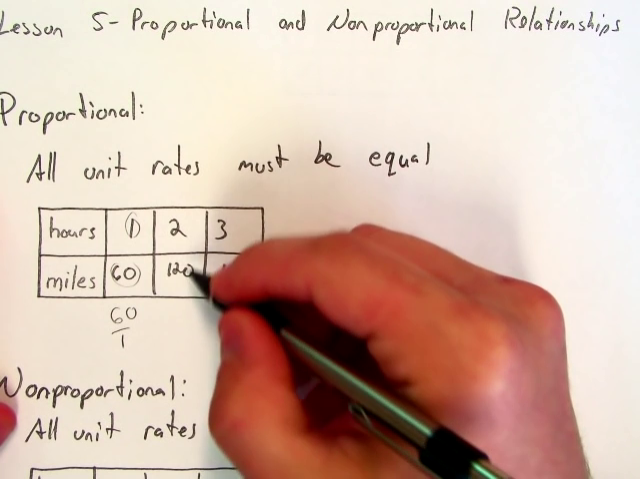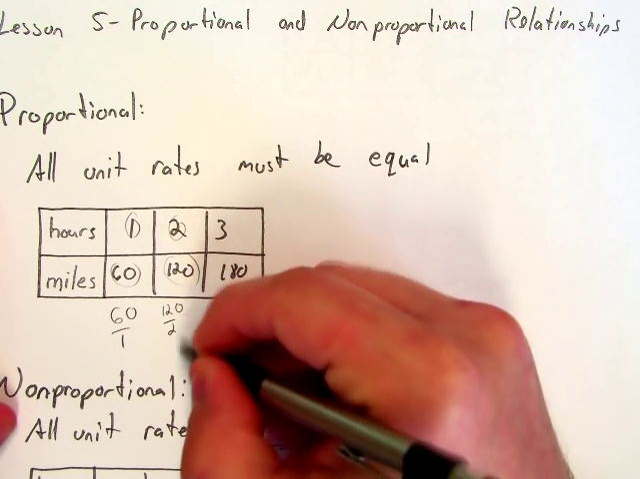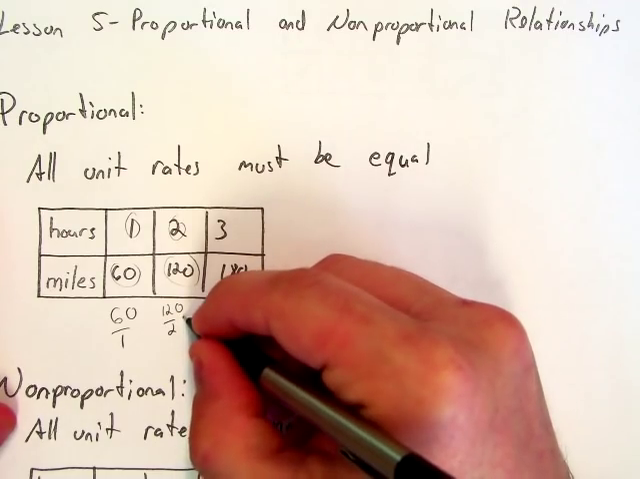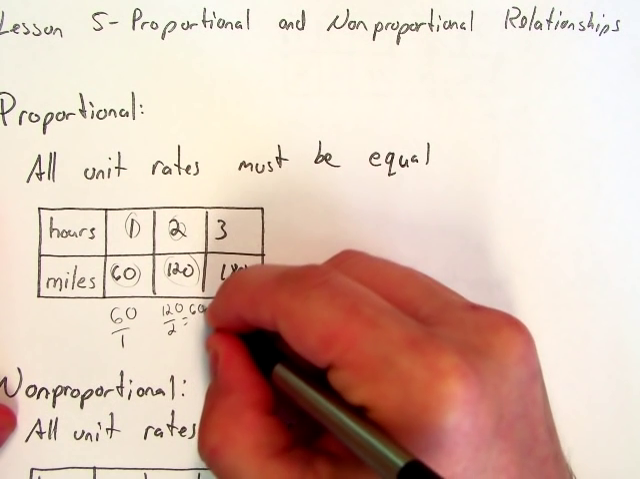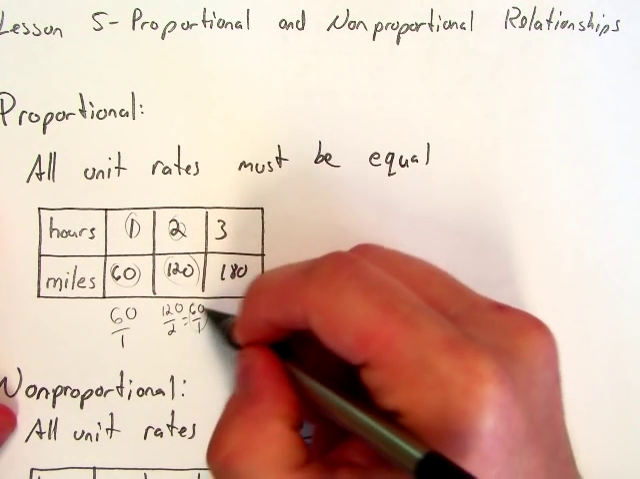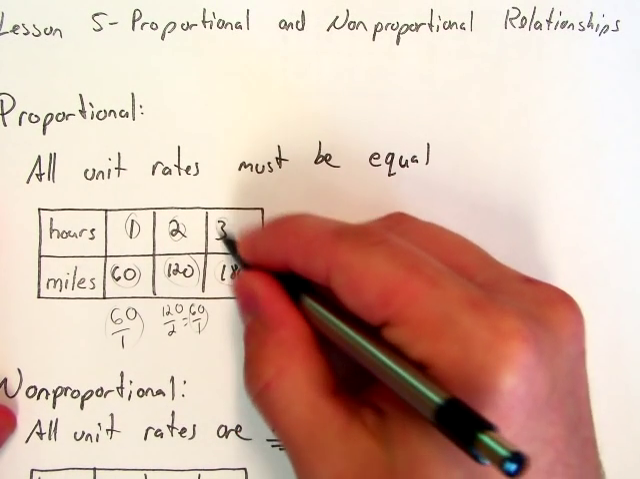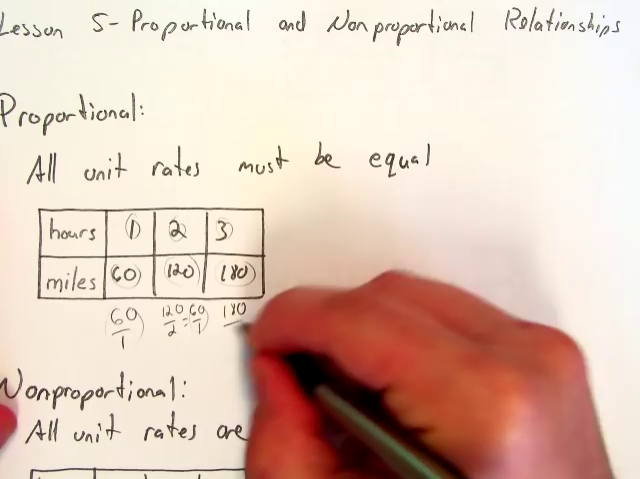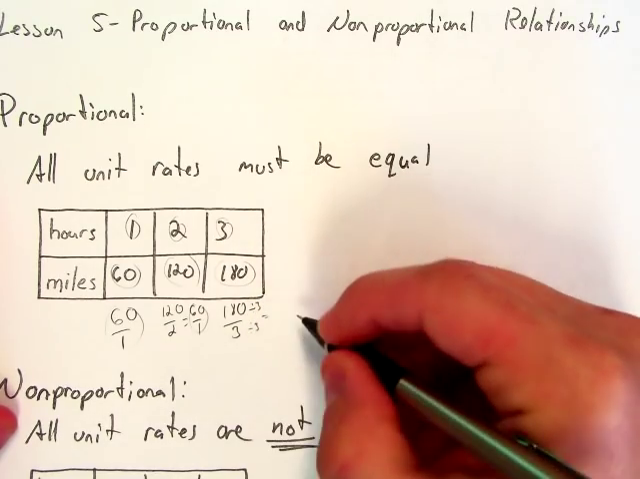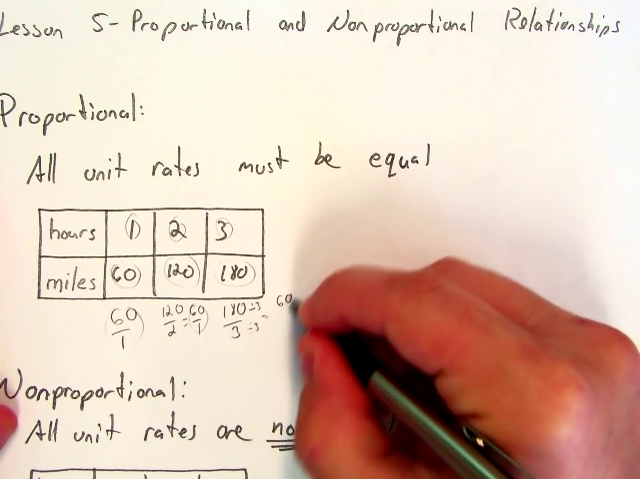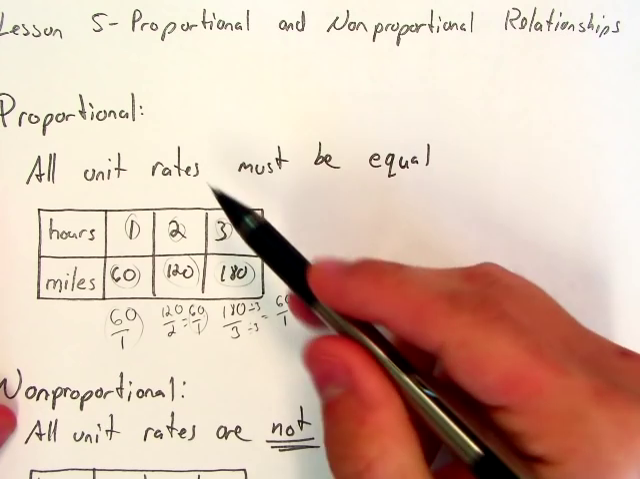The next one we would be looking at is 120 divided by 2. In order to simplify this to get to a unit rate, I'd have to divide both 120 and 2 by 2, and I would get 60 over 1. So far, these two unit rates are the same. In this case here, I'd have to do 180 divided by 3. And of course, I'd have to divide both 180 and 3 by 3 in order to get to 60 over 1. So because all of my unit rates are the same, it is proportional.